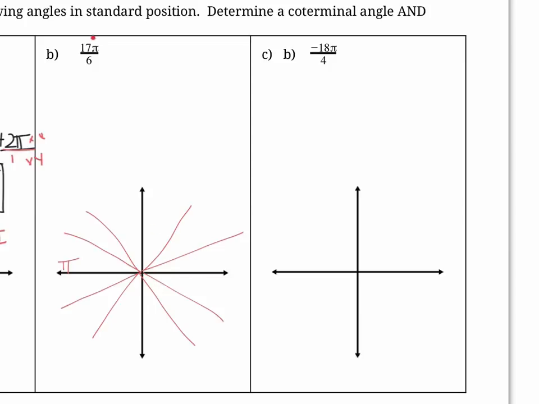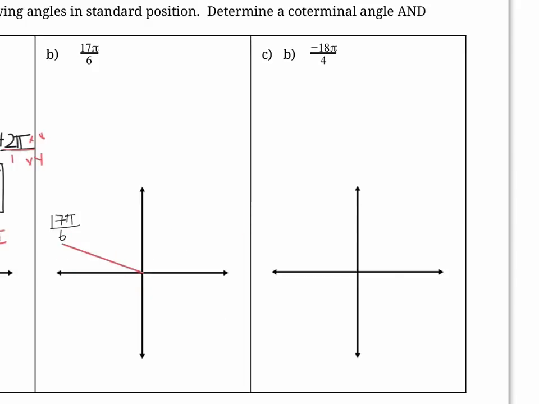So we have to count 17 sixths. Let's do that. Here's 6/6. Here's 12/6. We're still not there. Here's 18/6, but we need 17/6. So 17/6 must be right here. So this is our measure of 17/6 of a pi. So our angle, which is 17 pi over 6, is this guy here. That's what 17 pi over 6 is. We've gone around the circle once and come back again.